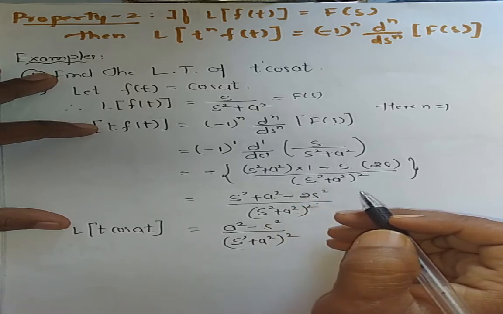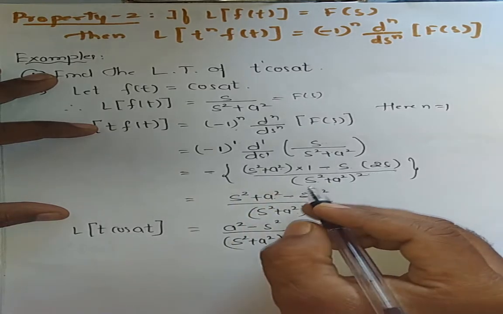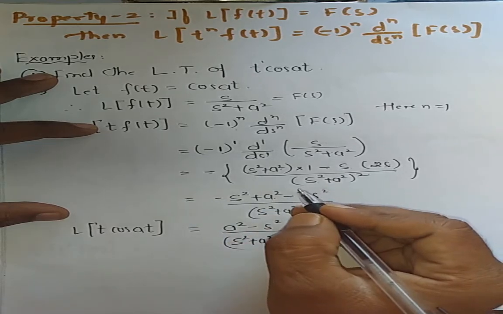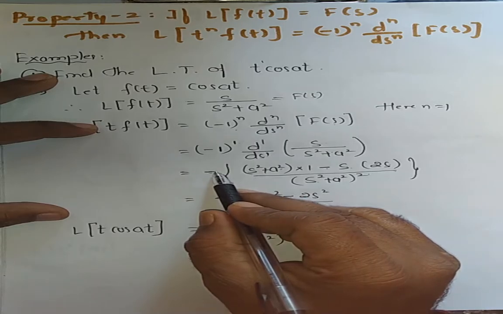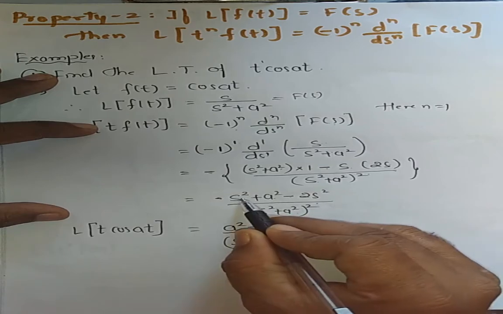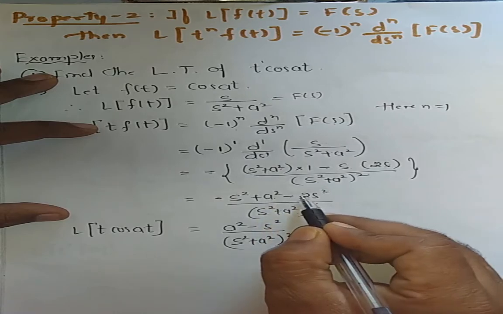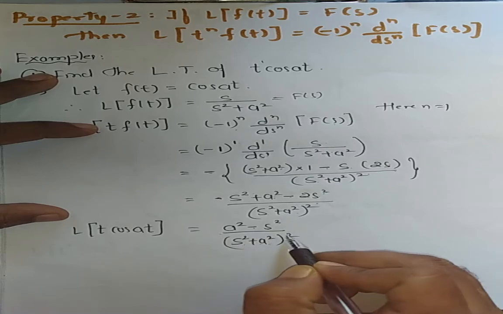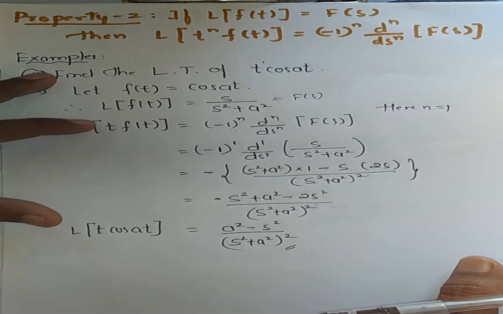Now multiply the minus sign inside. It becomes minus s square plus a square plus 2s square, divided by (s square plus a square) the whole square. So the result is (s square minus a square) divided by (s square plus a square) the whole square. This is the first example, a simple example.